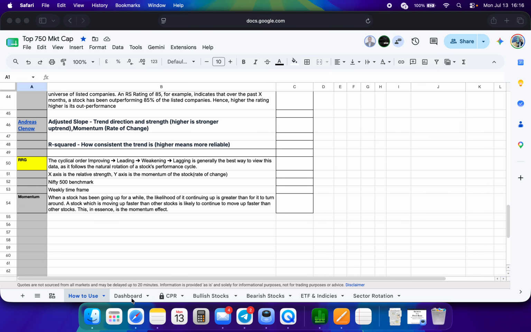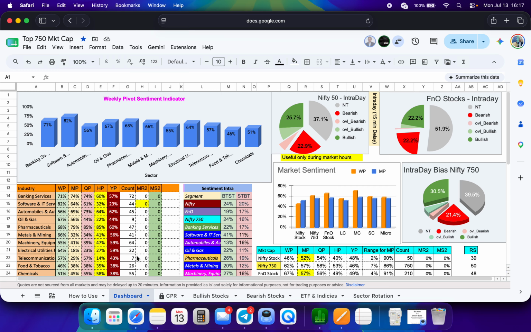Let's move on to the dashboard. This is how the dashboard looks. I'll not go into details right now, I'll just give you an overview. Suppose you are an intraday player. Then what is useful? Wherever it is written intraday, that is useful for you. Now how is this useful?